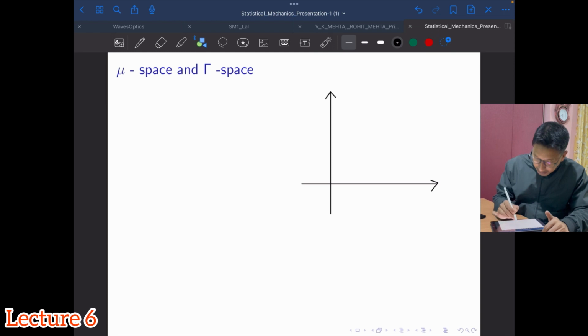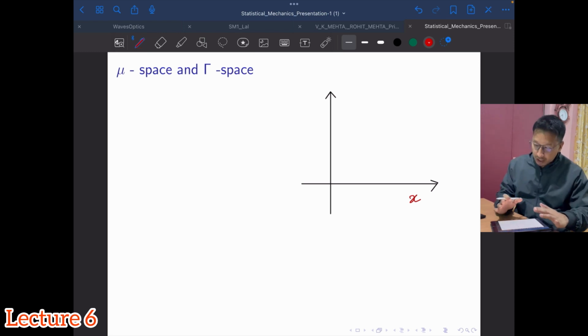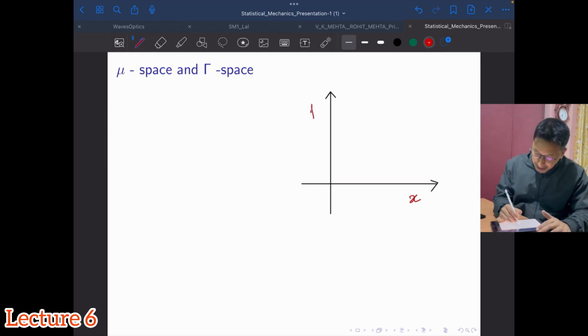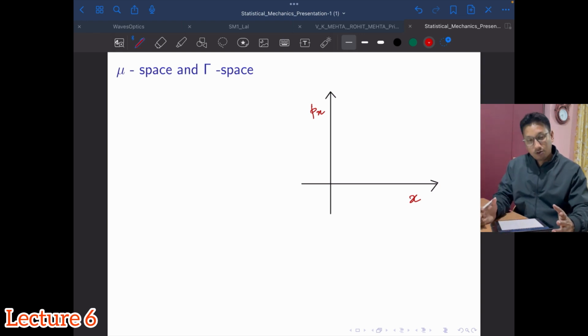So let's say this is a representation, this is x. Think about this x as a representation for all the coordinate axes, because phase space is 6-dimensional and hard to represent. And this is px, which is a representation for the momentum axis, all three of them somehow.